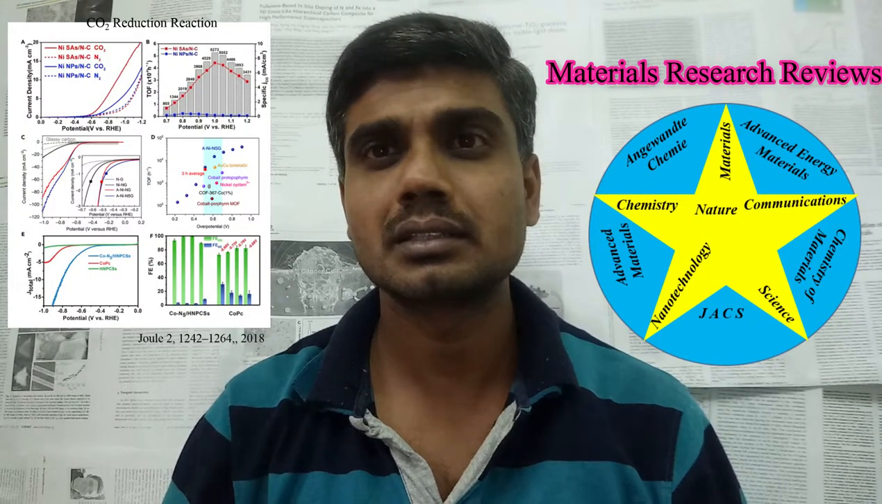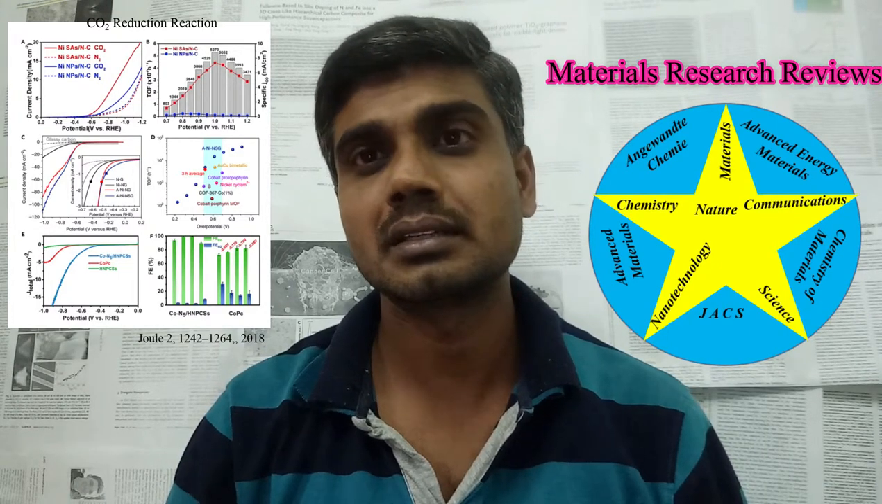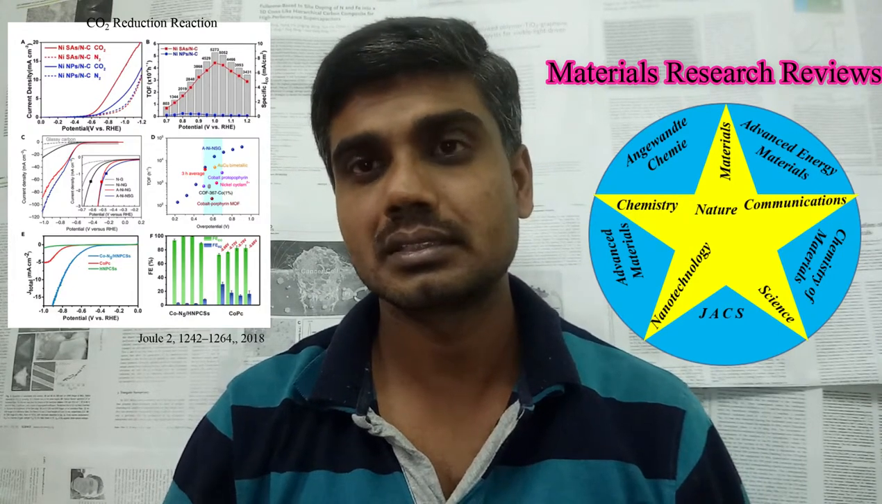Another type of application is the CO2 reduction reaction. Here they used nickel single atom N-doped carbon. They compared N2 saturated and CO2 saturated conditions. The CO2 saturated one showed highly efficient CO2 reduction. Usually CO2 reduction at minus 0.61 volt is the formation of formic acid, minus 0.48 volt is formaldehyde, minus 0.38 volt is methanol, and minus 0.24 volt is methane. Mostly in the reported literature only formic acid or formaldehyde is formed.